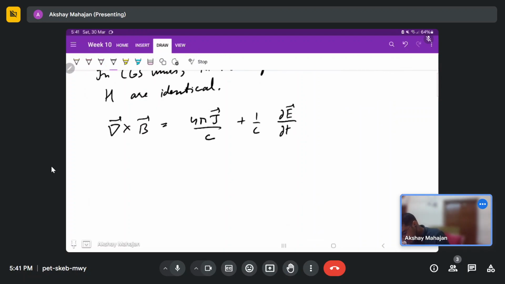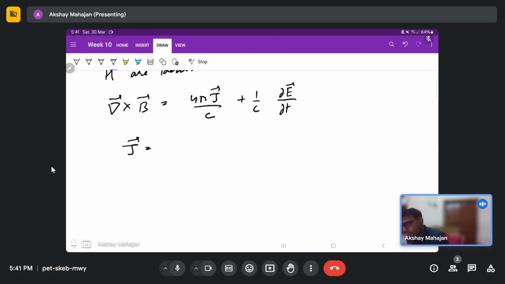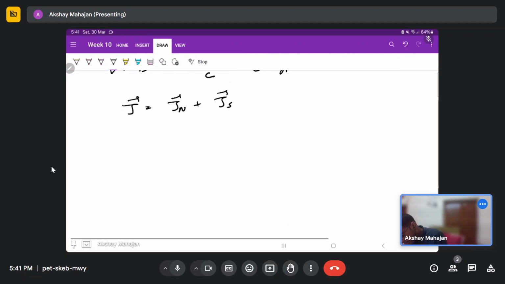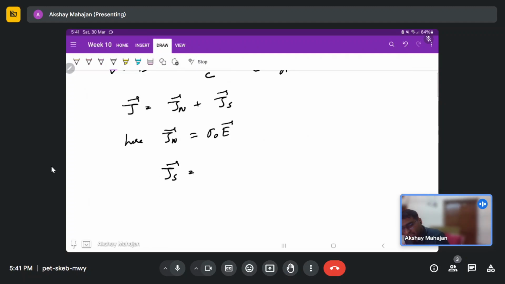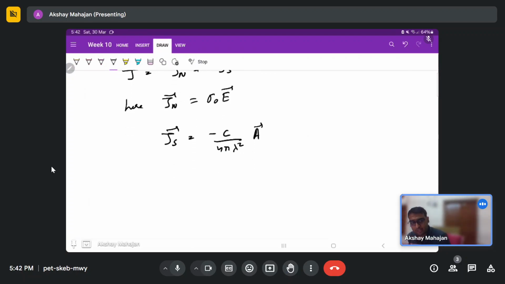Now here we know this J vector will be equal to Jn vector plus Js vector. Here this Jn vector will be equal to sigma naught times E vector from Ohm's law, and Js vector is given by our London equation as minus C upon 4 pi lambda square times the A vector, which is our gauge potential, and curl of A vector is equal to B vector.